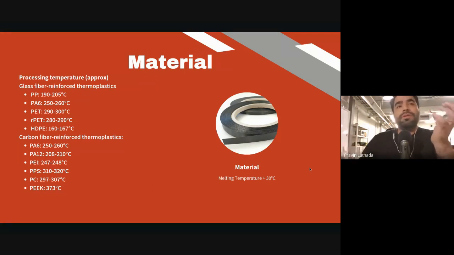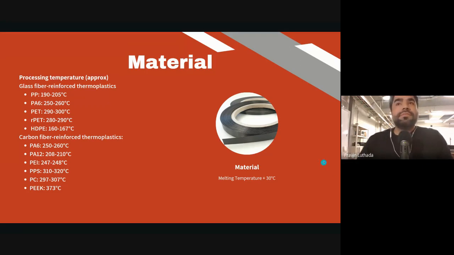A good rule of thumb is about 30 degrees Celsius above the melting point temperature. For PP and PA6 running along with glass fiber or carbon fiber, there are definitely different requirements. There is no exact number, and we'll talk about why there is no exact number. But this is where it starts: depending on the material you have chosen for your application, knowing the processing temperature helps you decide a lot.